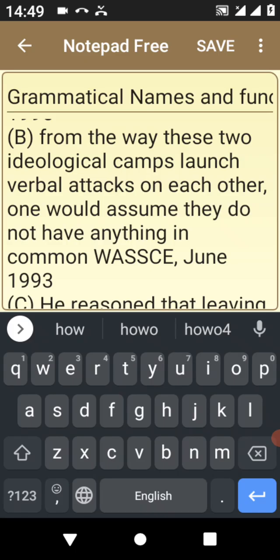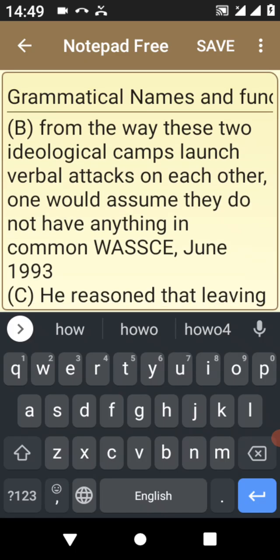Now, if you look at that sentence, it has two clauses. From the way the two ideological camps launch verbal attacks on each other, that is a clause. Then the other clause: one would assume. One is the subject of the verb, would assume is the verb phrase. So they do not have anything in common is what? A noun clause, and it is the object of the verb would assume.